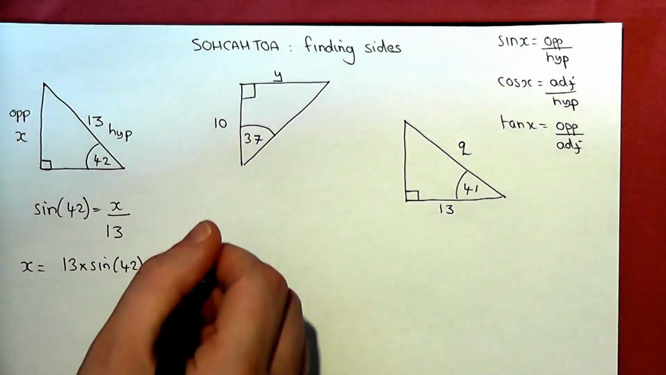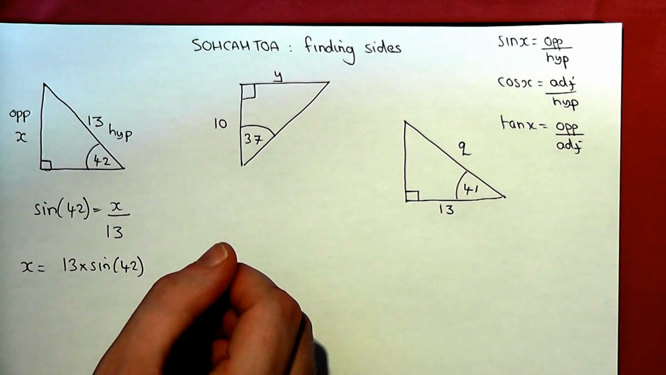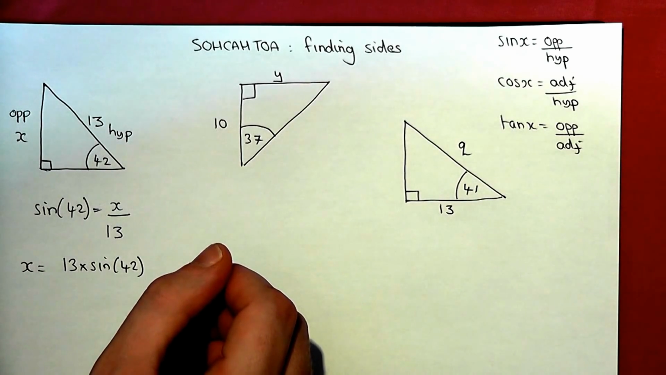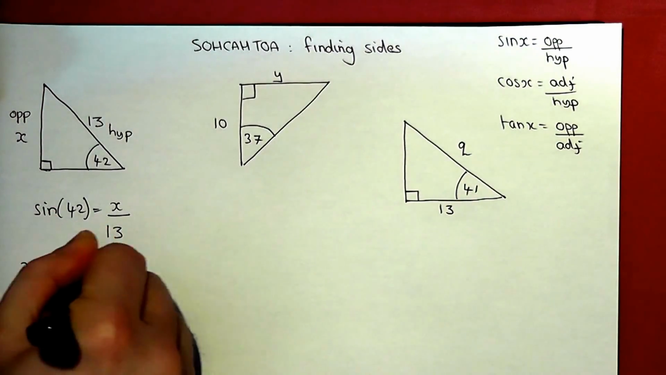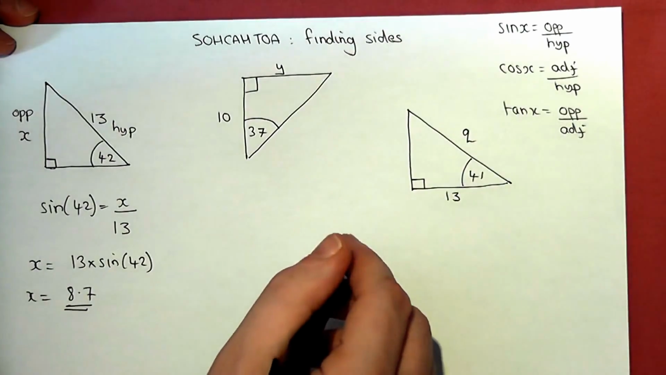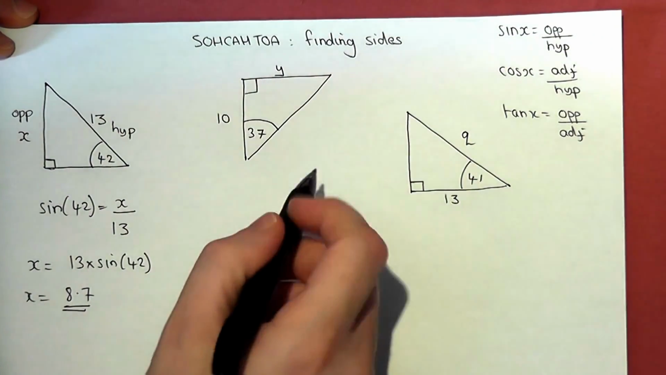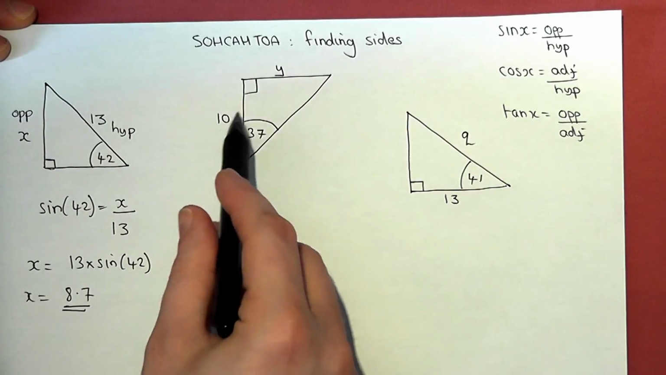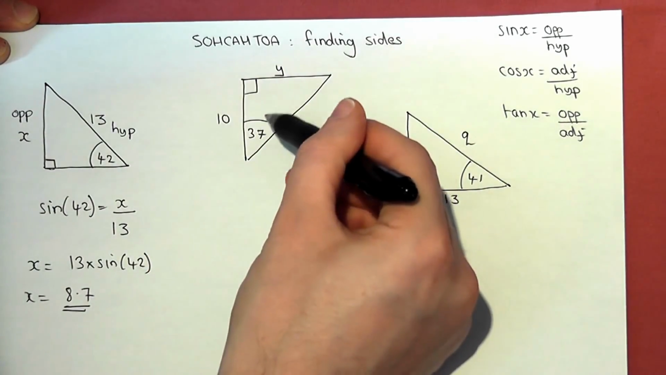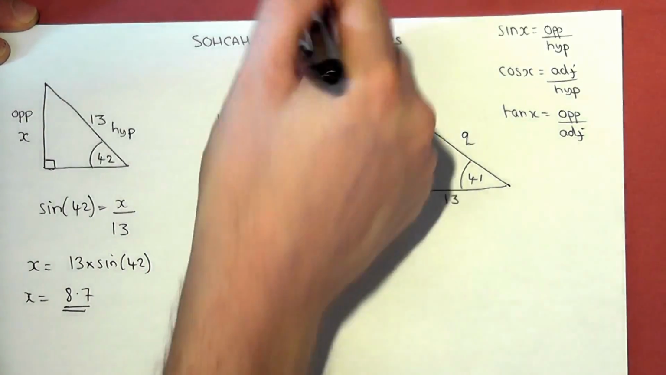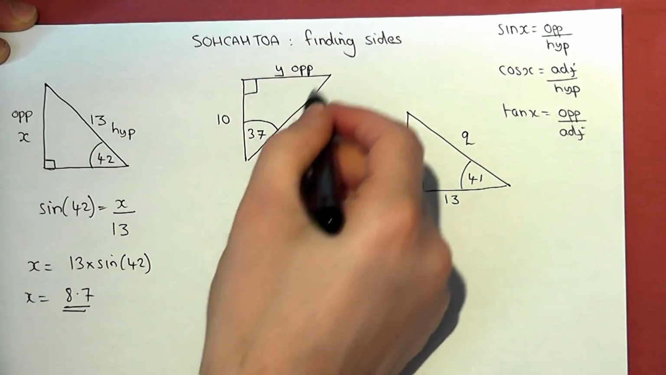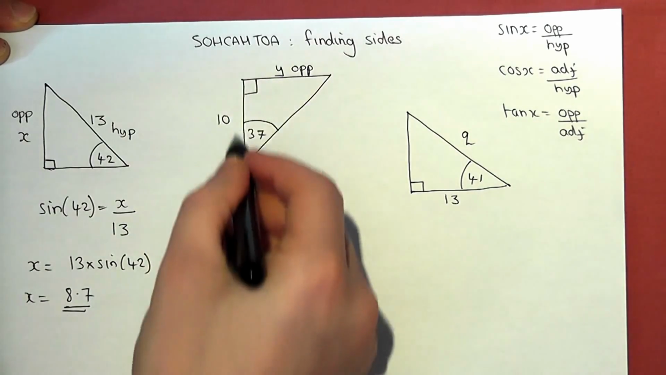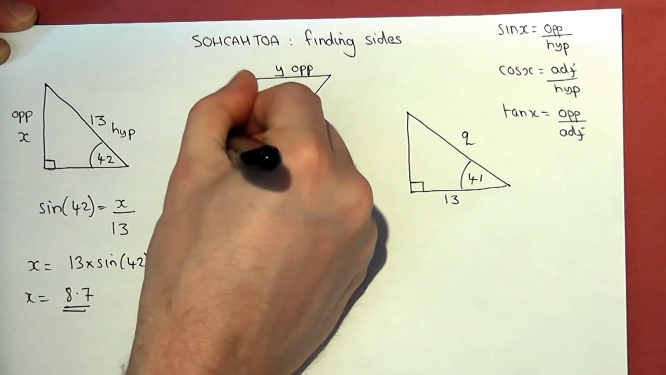So I input that into my calculator as I see it, 13 times sine of 42, and I get 8.7. So x has a length of 8.7. Okay, the second one. We have a known and an unknown. Now the unknown y is opposite the angle, so that's the opposite. Whereas the 10, it's not the hypotenuse, it is next to the angle, it is the adjacent.